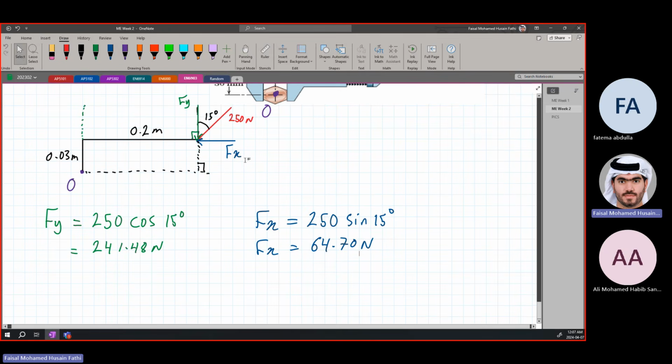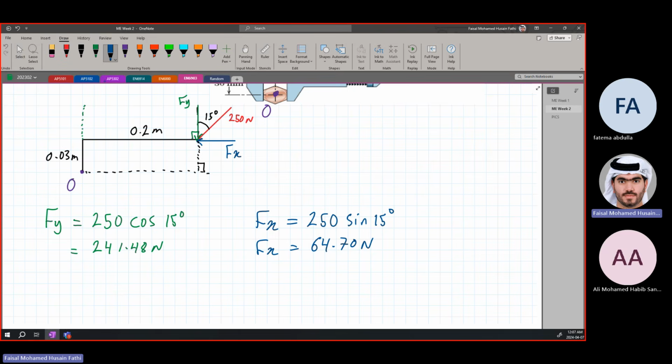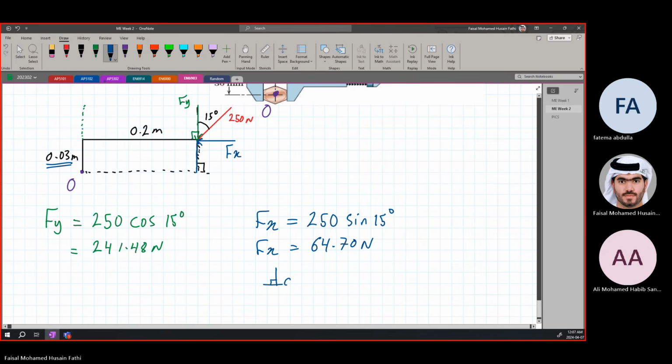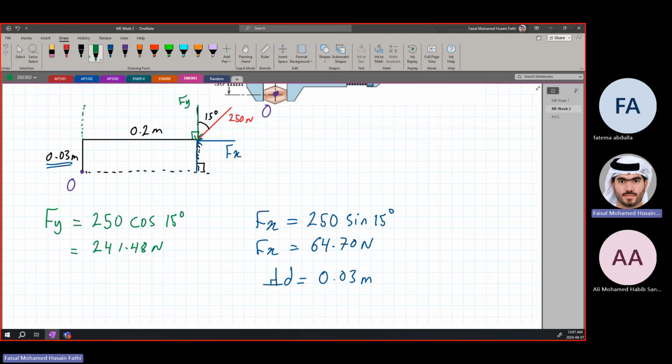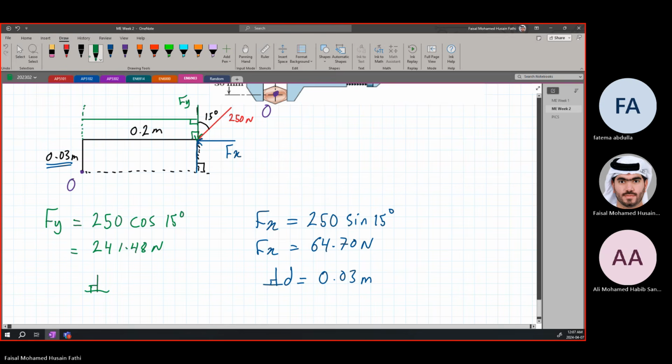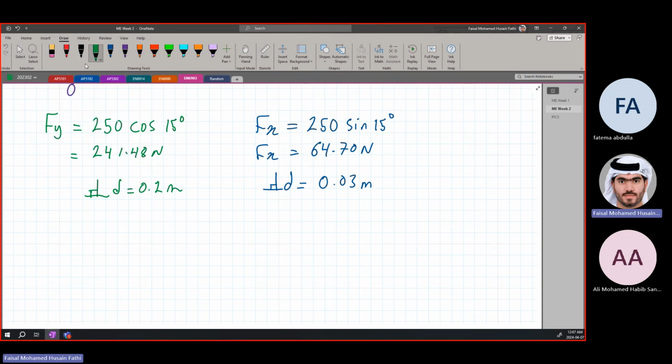Now we need to find the perpendicular distance for each. The perpendicular distance in the case of Fx is this distance over here, which is equal to 0.03 meters. And for Fy, this is the perpendicular distance from here to here, which is 0.2 meters. And now we can find the moment for each.